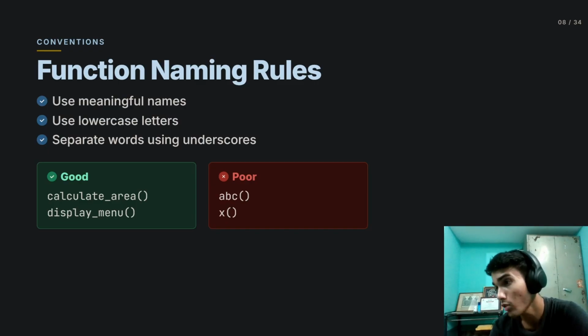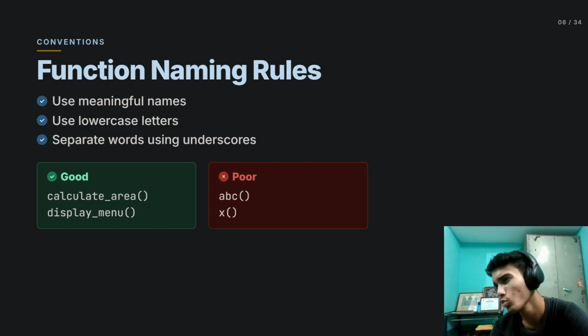Python programmers also follow a common naming style called snake_case. In snake_case, functions are written in lowercase. Multiple words are separated by underscores. For example, take the example on the screen. The calculate area is all in lowercase, and as there are 2 words, they are separated by an underscore. Following this convention makes your code look clean and professional.